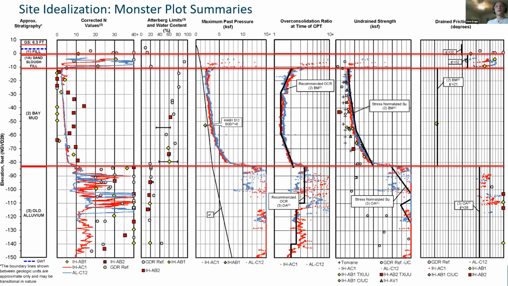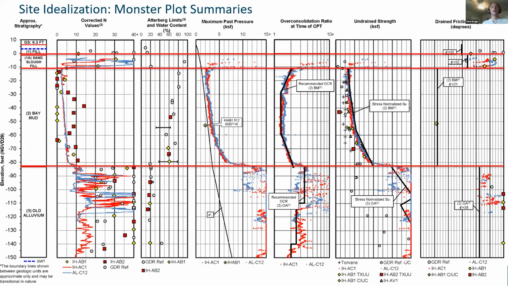And then this is another example of how we might synthesize the data that we do have. These are great ways. We call these monster plots, but this is a great way to summarize all the various data sources that you have for a given location, to come up with what are our representative properties for analysis and design.